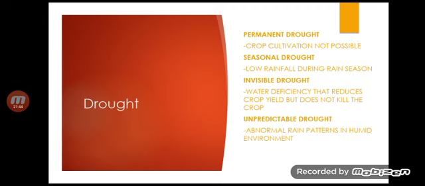And the unpredictable droughts are the ones that happen due to abnormal rain patterns in a humid environment. So what does that mean? The area is not barani, the area is not arid, the area is humid. It is conducive to agriculture and gets regular rains, but due to climate change or any other reason, it does not get the regular rain patterns. The rains are very abnormal. They usually happen during monsoon season, but under unpredictable drought it may happen after October, during the post monsoon season. That is what will cause an unpredictable drought.